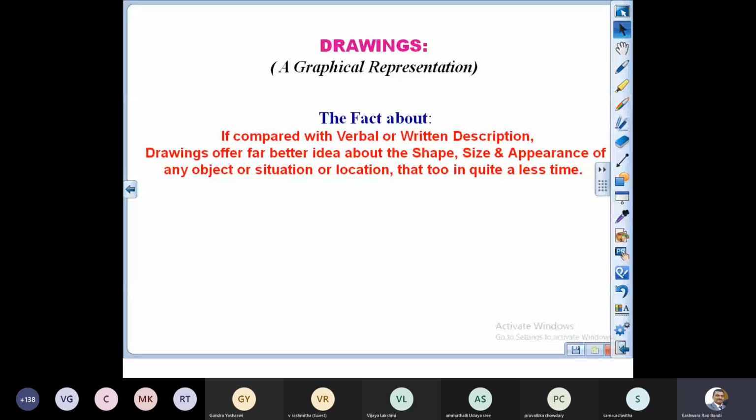Before going to graphics, what we call this session is a bridge course between the intermediate and engineering. How is this drawing related to this bridge course, and how is it important for us to learn? Now I'll give some information before going to this.